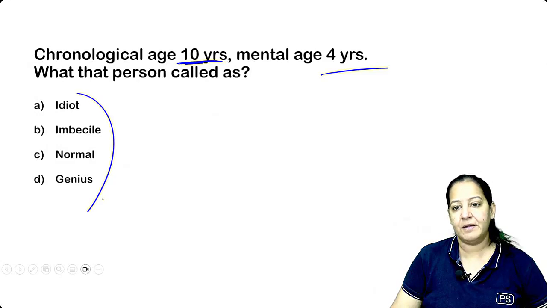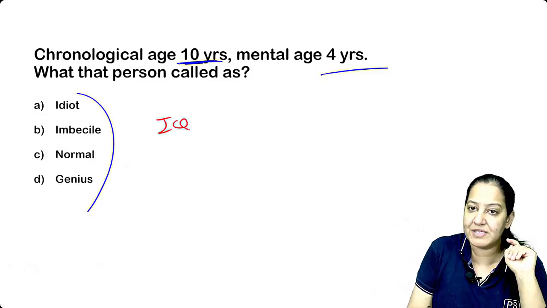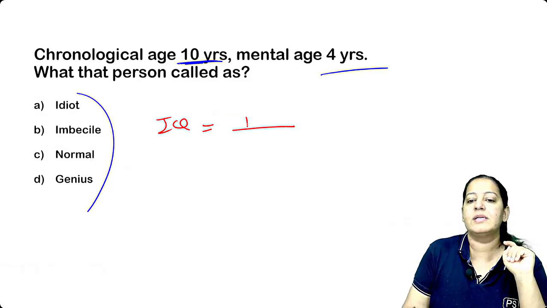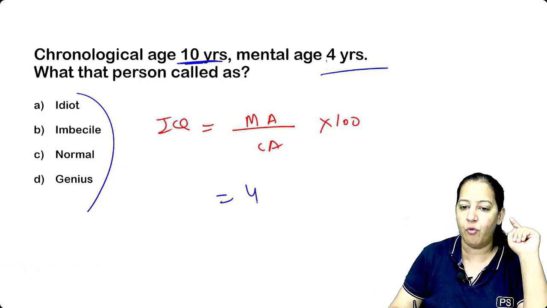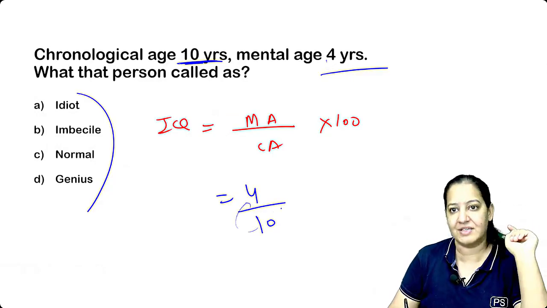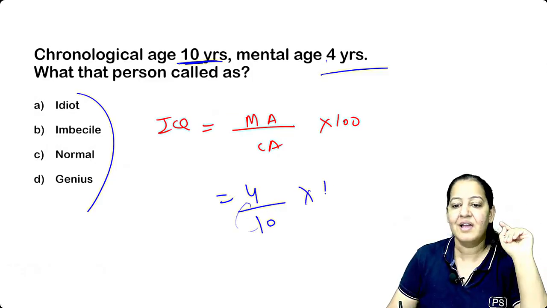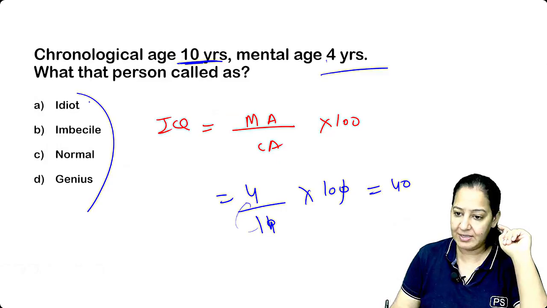Can you please tell me in which category it is coming? Can you please calculate the IQ of this person for me? IQ is mental age upon chronological age into 100. So mental age is given to you, 4 years, but actually the person is 10 years old. But his mind is still like that of a 4-year-old. The child is 10 years old. Into 100. Can you do the calculation? The answer is 40. So in which range does 40 come?